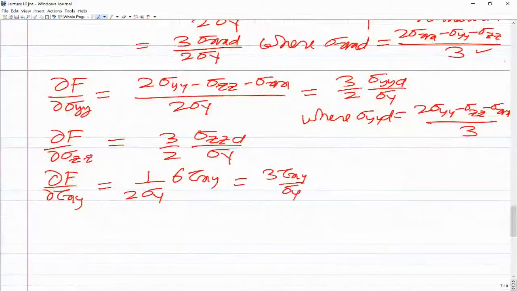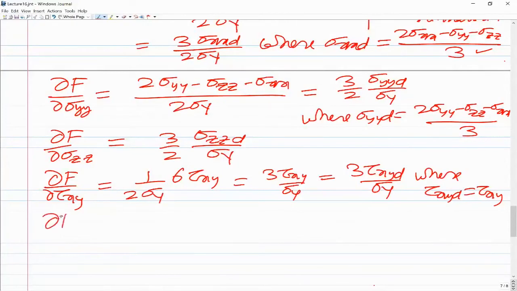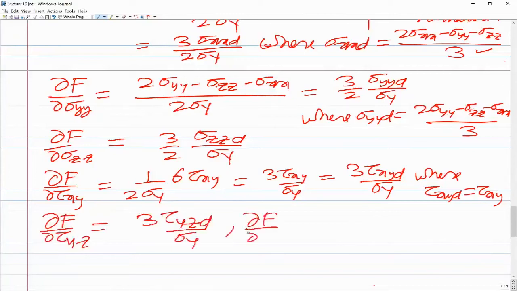And the shear components of deviatoric stress are the same as the stress tensor itself. So this can also be written as tau xyd upon sigma y, where tau xyd is nothing but equal to tau xy itself. In the same way, del f by del tau yz would be equal to 3 times tau yzd upon sigma y, and del f by del tau zx will be equal to 3 times tau zxd upon sigma y.